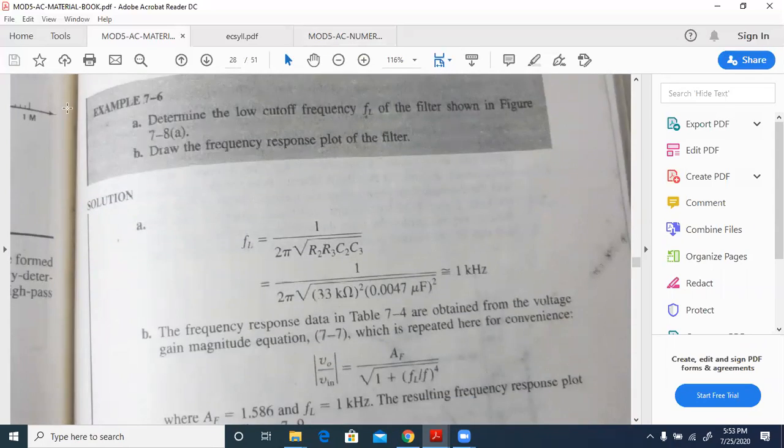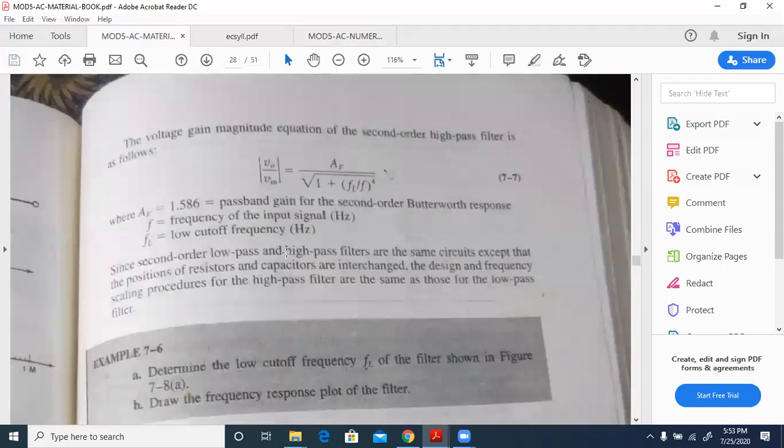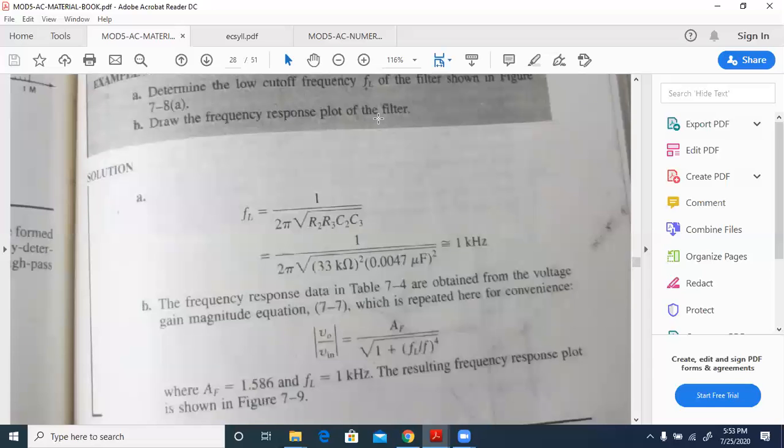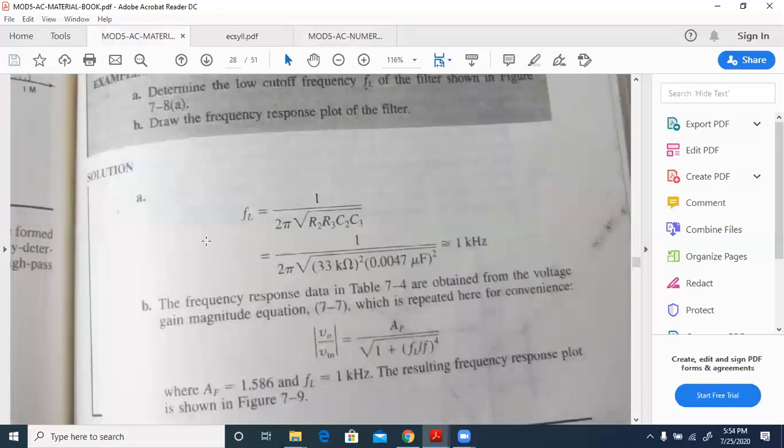Okay, now we need to find out the F value there. Again, he has given: determine the low frequency cutoff frequency FL of the filter shown in figure 7.8A. So this value is given to us. Similar problem we have. Draw the frequency response plot. So 1 by 2 pi root of R2, R3, C2, C3. We know R2 equals R3 and C2 equals C3. In our problem also, C2 equals C3 equals 0.047, R2 equals R3 equals 3.3 kilohertz. So you just need to substitute in this formula and get the value of FL.